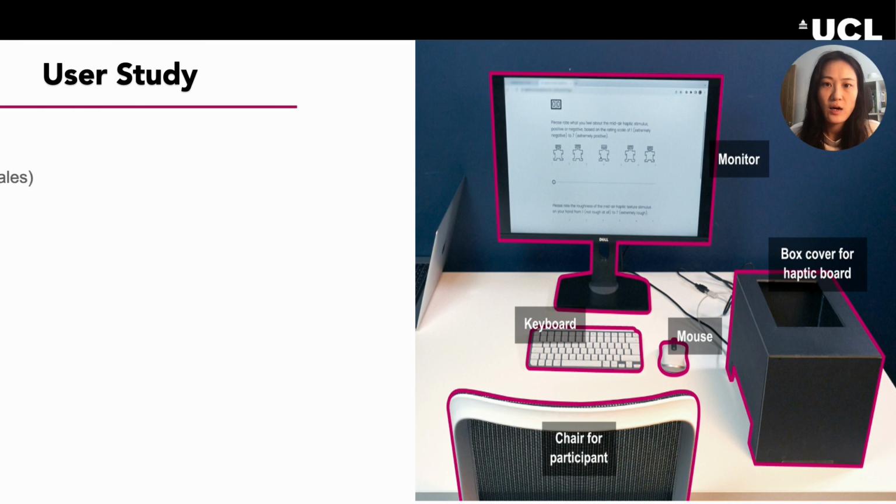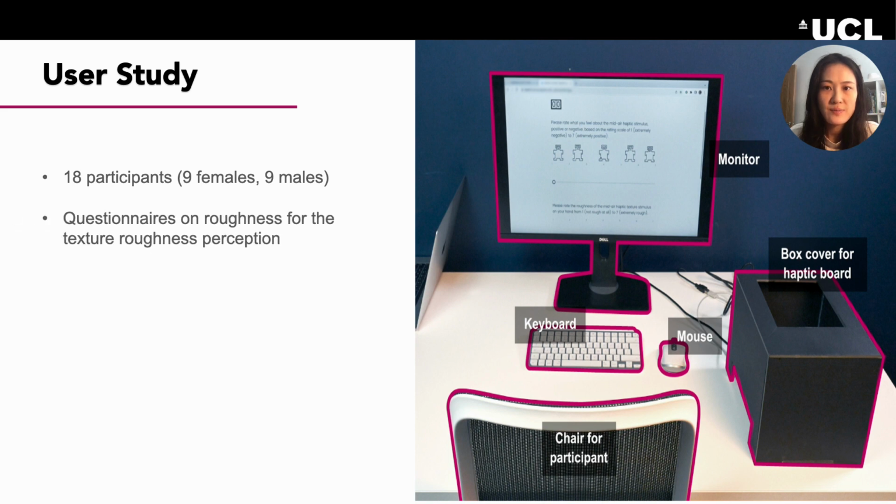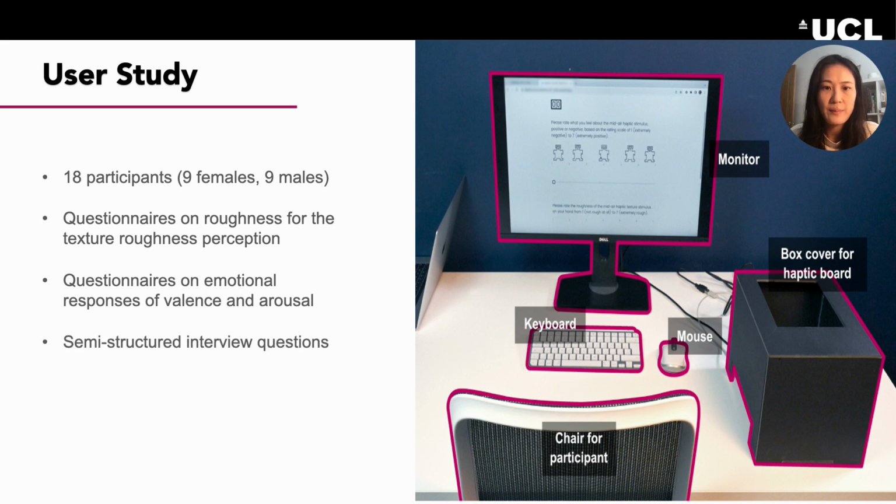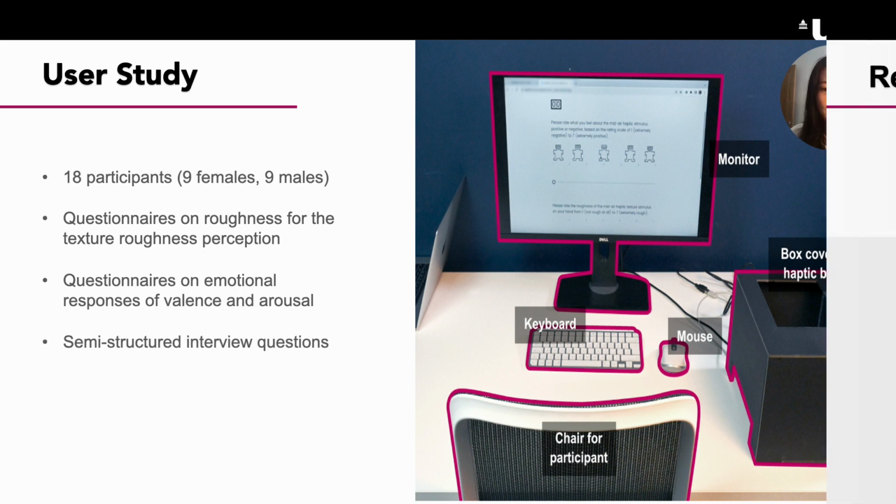We collected data from 18 participants, including 9 females and 9 males. We asked participants to rate the roughness of the tactile perception, and we asked them to rate their emotional response of valence and arousal. We interviewed them after each stimulus about their touch experiences and also emotional responses.